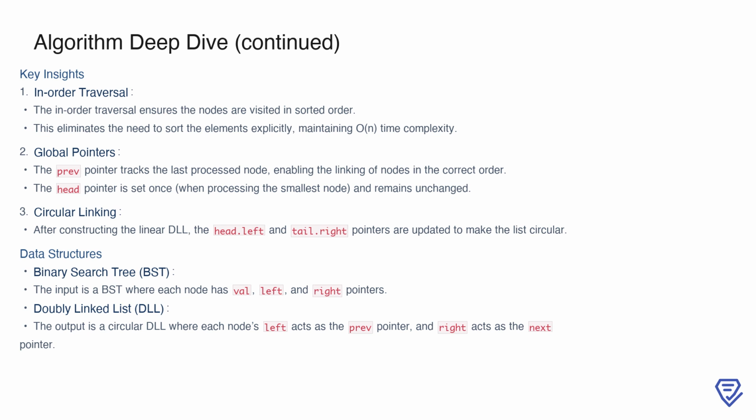Third, to make the list circular, we simply connect the head's left pointer to the tail and the tail's right pointer back to the head. The input tree is a binary search tree with standard left and right pointers, while the output is a doubly linked list where left and right act as the previous and next pointers, respectively, completing the transformation.